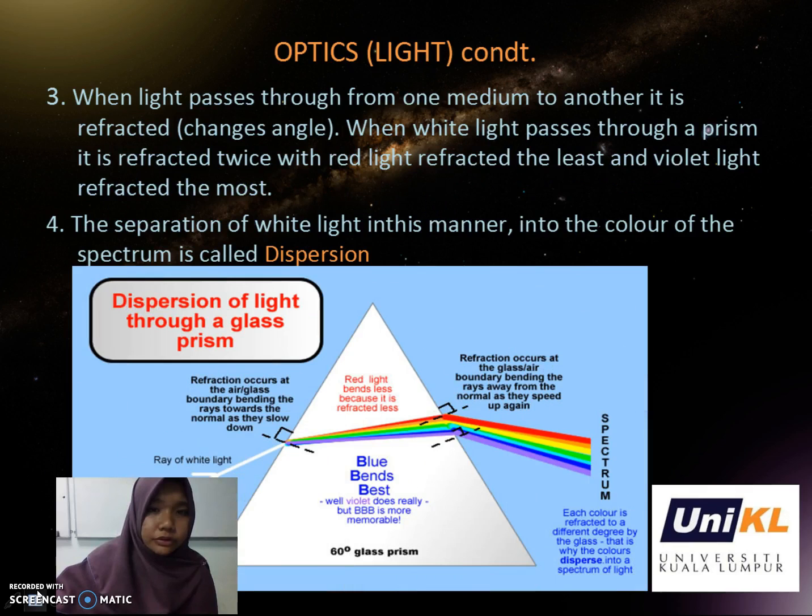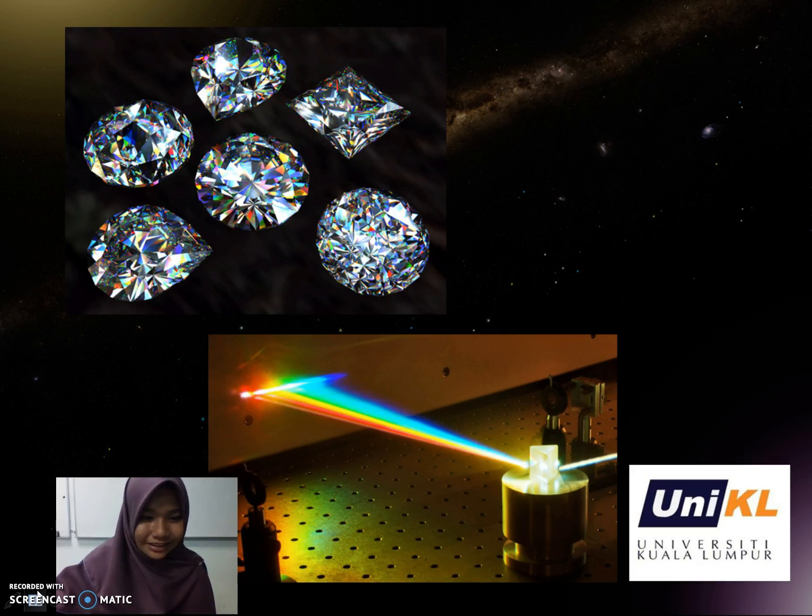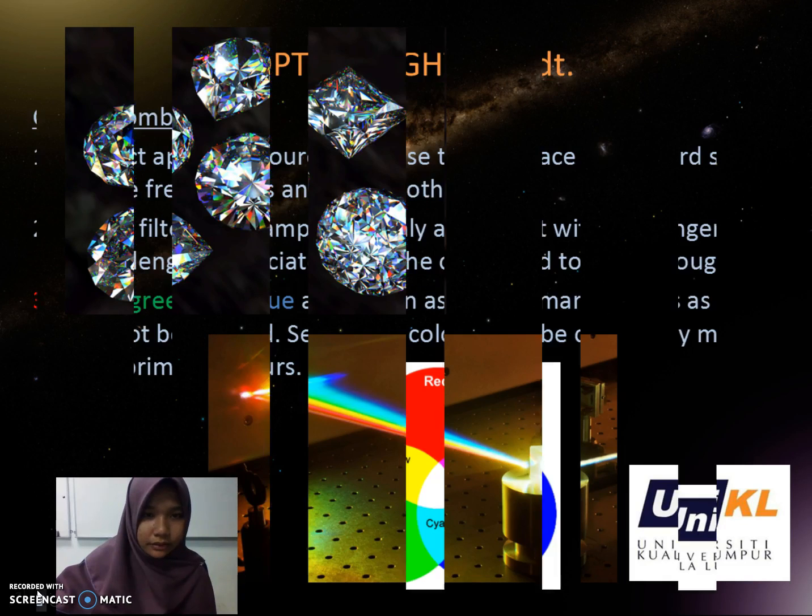When light passes from one medium to another, it is refracted or changes angle. When white light passes through a prism, it is refracted twice, with red light refracted the least and violet light refracted the most. The separation of white light in this manner into the colors of the spectrum is called dispersion. Dispersion of light through a glass prism. The picture will explain how it works, just as an example that you can see.